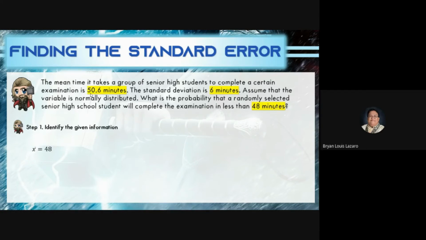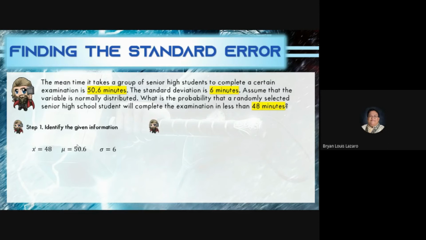Those are the sample mean. Ayan, nakalagay naman the mean time. Okay? And then we have the standard deviation, which is 6 minutes. And then our mean is 48 minutes. Okay, yung sample mean natin, yun yung nakalagay. Population mean pala yung kanina. Okay, yung 50.6 kasi it talks about the group of senior high students which represents a population. Okay? Marami eh. And then ito namang 48 minutes is for a randomly selected senior high school student.